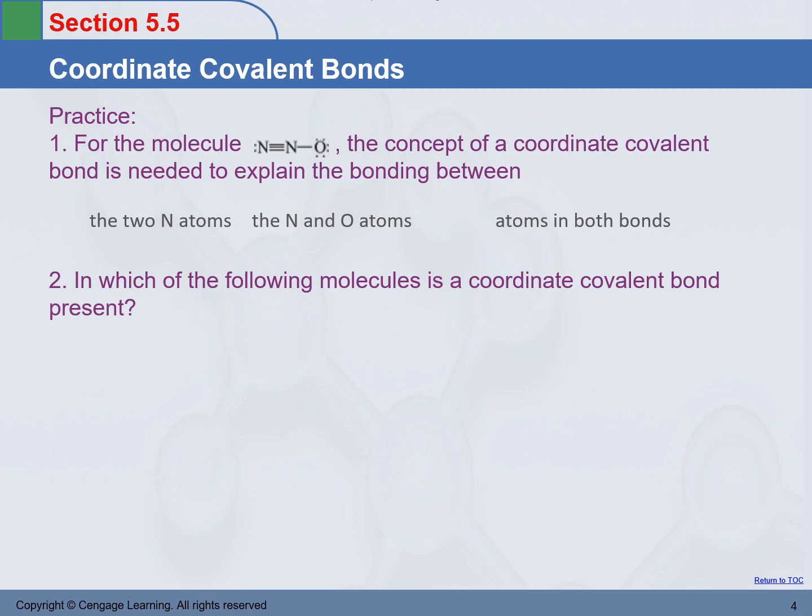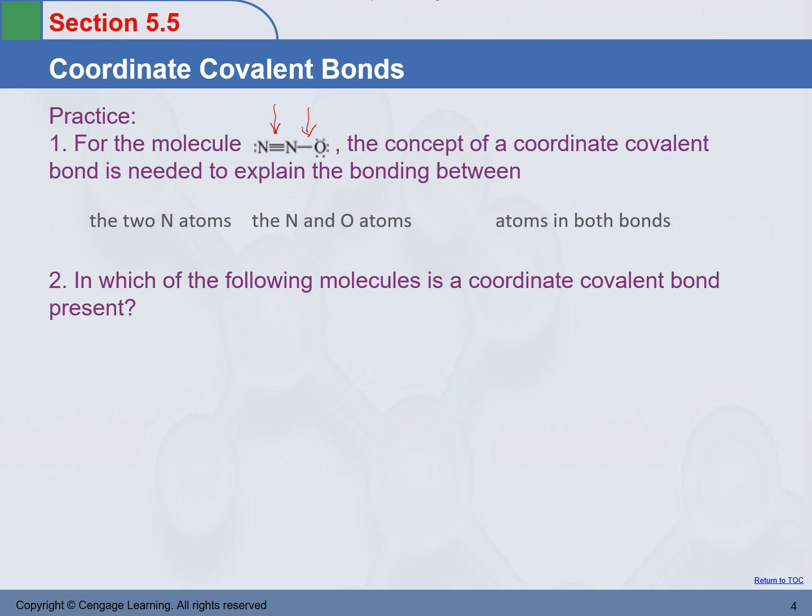Practice. For this molecule, the concept of a coordinate covalent bond is needed to explain the bonding between the nitrogen and oxygen. The question is asking you, is there a coordinate bond here? Or is there a coordinate bond here? Or is there one for each of the two? So those are the three answers.